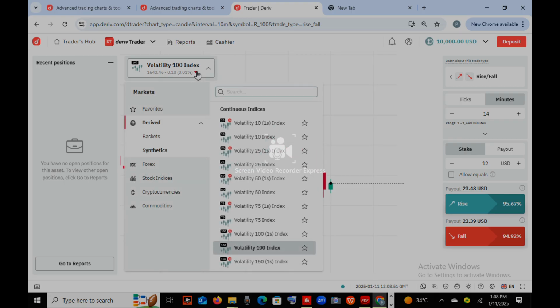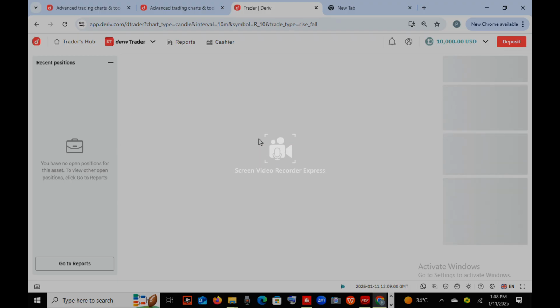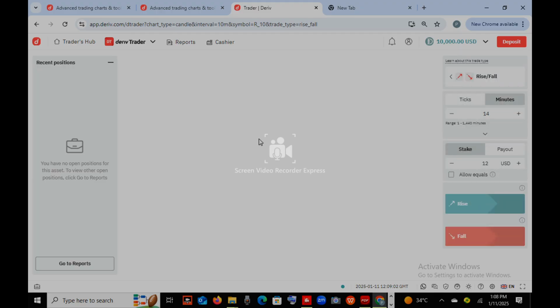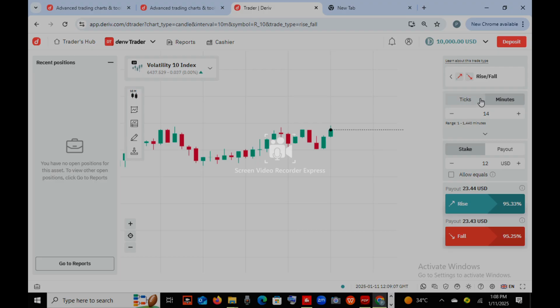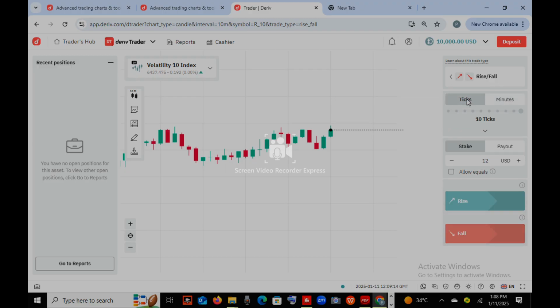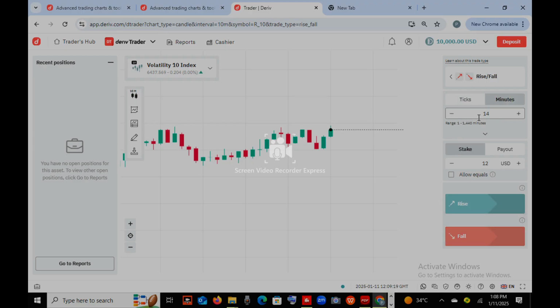Observe what I'm going to do again. If you are just changing between this 100 index to even 10 index, you observe that your selection of the minutes has immediately changed to tick. So you need to pay attention to that. If this thing is on tick, then it's very dangerous. You have to change it to minutes and choose a convenient time for yourself.